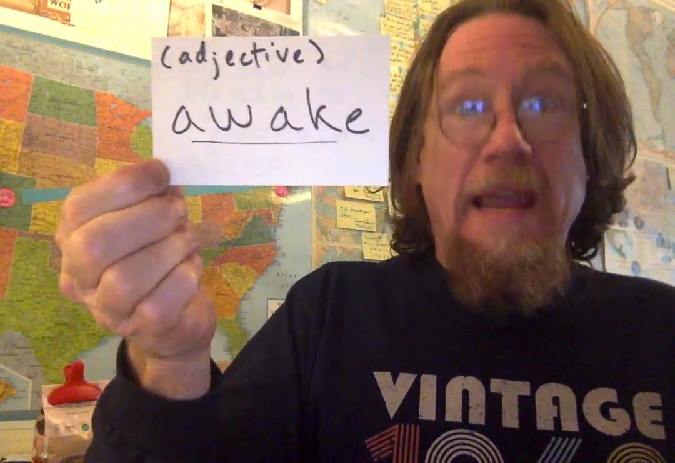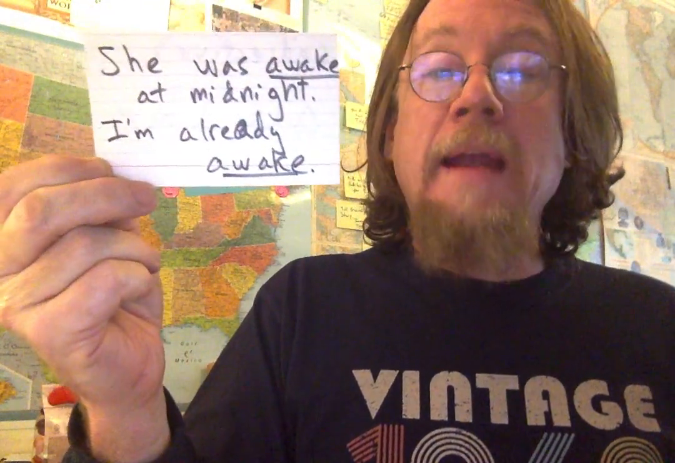Finally, last word, one of these 4 verbs is also an adjective. It is awake. Awake can be used as an adjective, usually after be. After the be verb, not before a noun. For example, she was awake at midnight. Or, I'm already awake. Stop yelling.